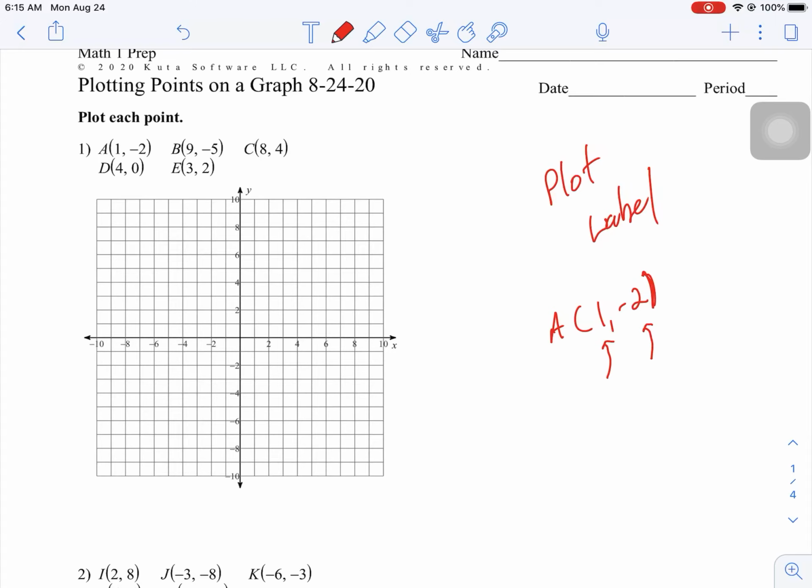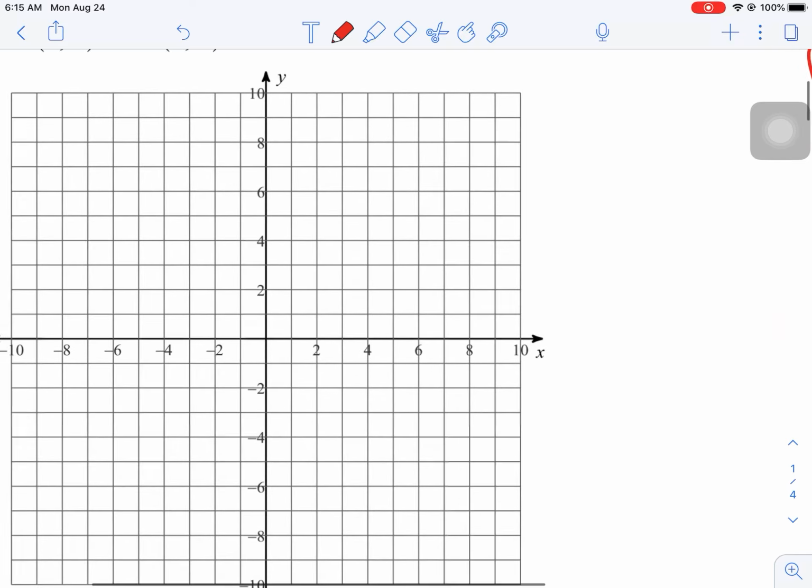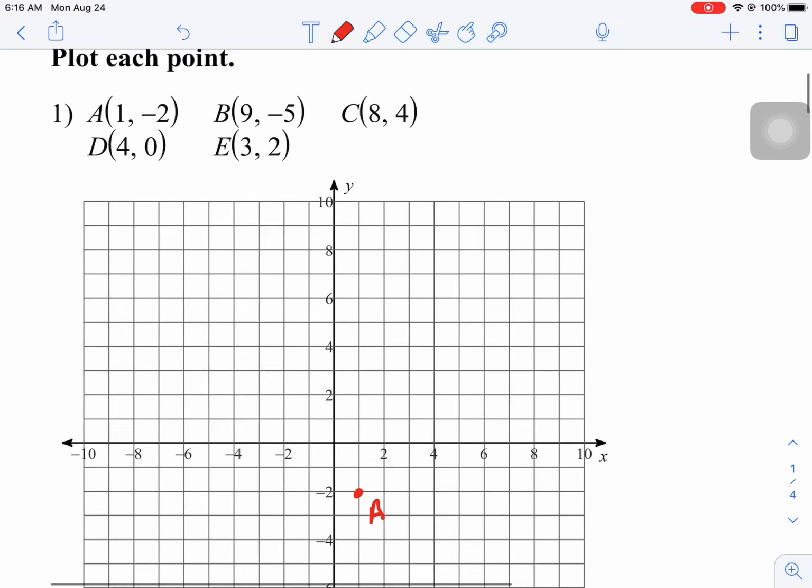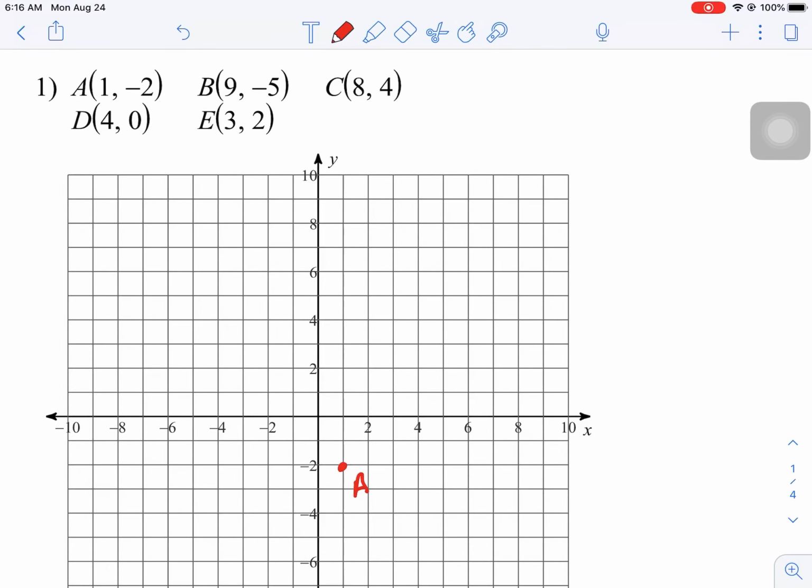Always start at the origin in the middle, and then from here, let's make this big so we can kind of see how it works. We start here, we go 1 in the x, now we're here. And then we go 2 in the negative y direction. And so we end up here. This is all we put. So really, I can take this stuff out and just leave the point. But to label it, we have to put the letter on it. The letter A, because that's what the letter is, okay?